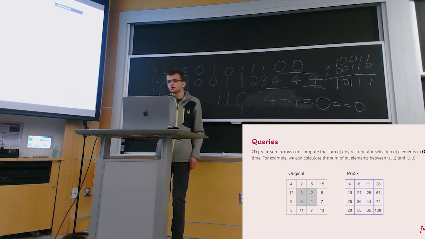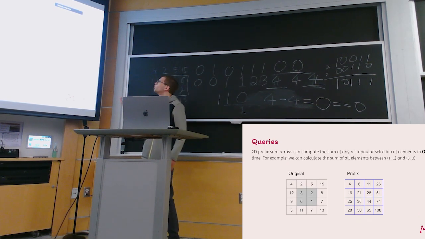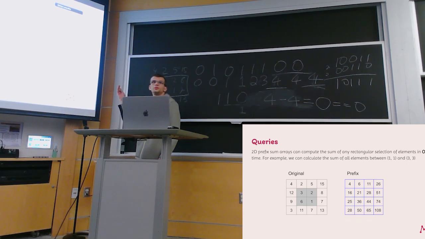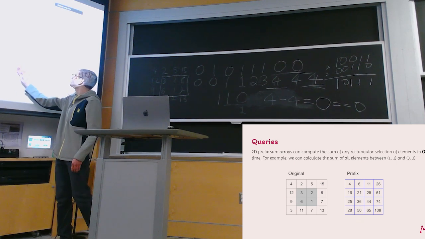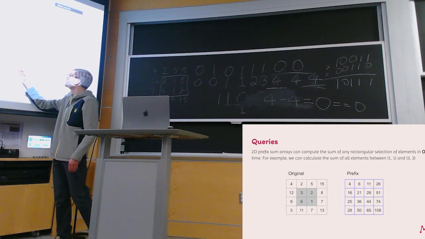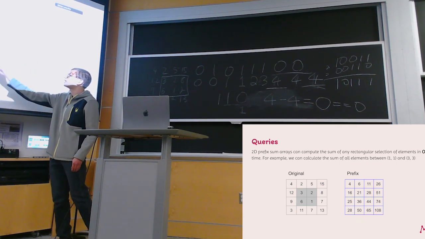Okay. So let's say we want to do queries about computing the sum of a subrectangle. And we will again try to do them in constant time. So does anyone have an idea how we could look at a constant number of values in this prefix sum array to compute the sum of that subrectangle?